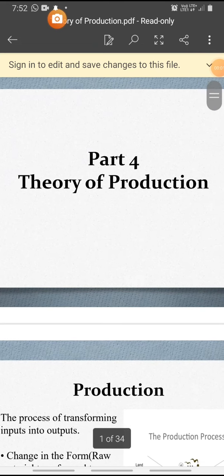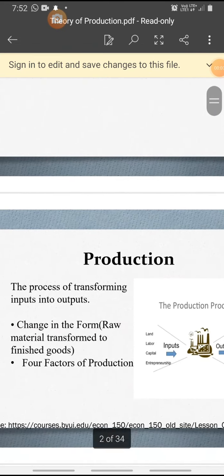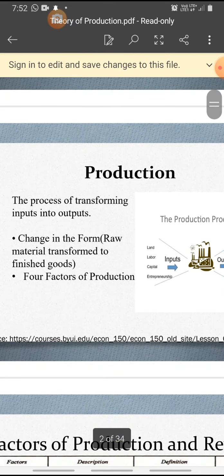Dear students, today we have to discuss the theory of production. What is production? The transformation of input into output. The process related to transforming inputs into output is known as production. That is, there are raw materials, and we have to change these raw materials into finished goods.